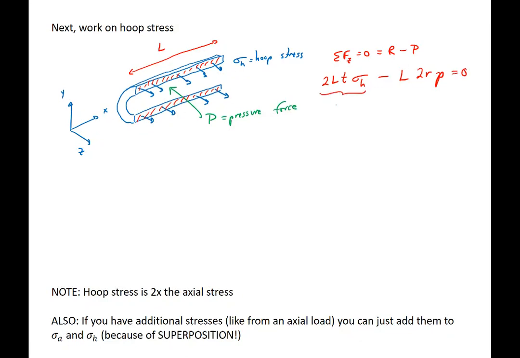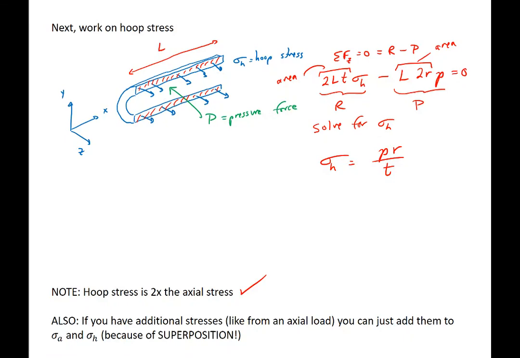Right, so this is R, this is my P, this right here is my area over which my hoop stress is acting, this right here is the area over which that pressure is acting. And if I solve for my hoop stress, then I'm going to get the pressure times the radius divided by the thickness. All right, so you can see that the hoop stress here is double what we just got for the axial stress. All right, that's noted down here.